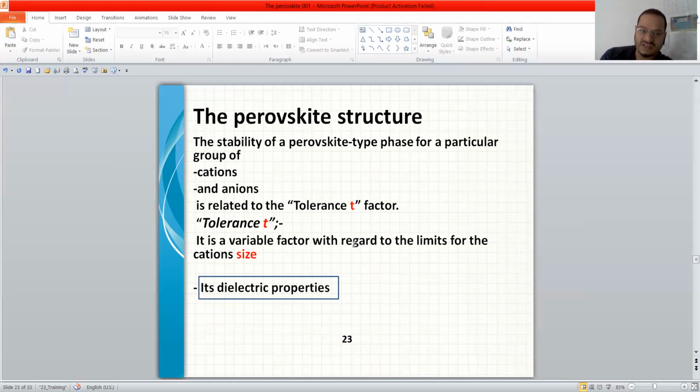What is the tolerance? It's a variable factor with regard to the limits for the cation size, and it is related to the dielectric properties.